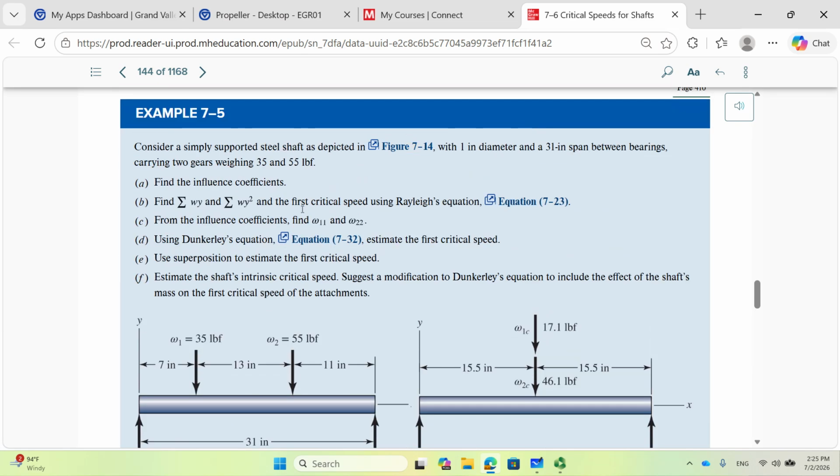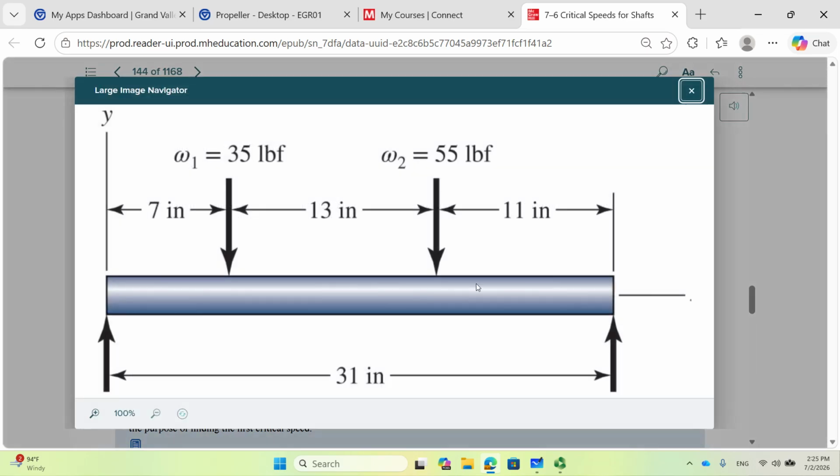Let's review this problem. We have a shaft which has a total length of 31 inch. It's sitting on two bearings, left and right, and there are two gears on this shaft. One of them is 35 pound, 7 inch from the left bearing, and then there is another gear sitting 11 inch from the right bearing. The weight of that one is 55 pound.